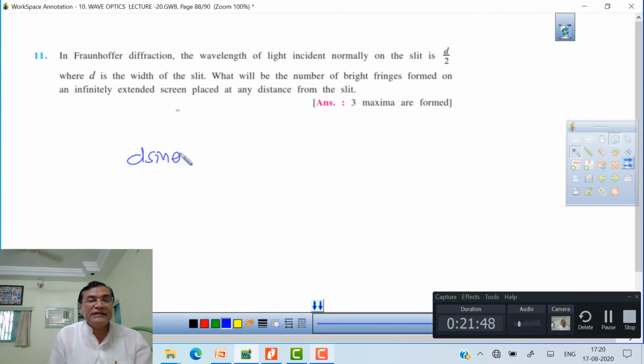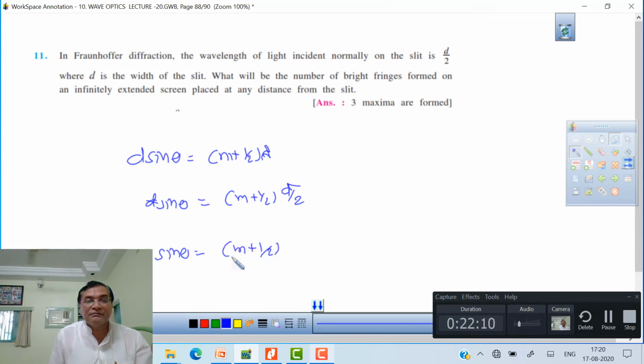So here also d sine theta is equal to m plus half lambda. This is the condition for the maxima. So what is the lambda? Lambda is equal to d by 2. Okay, it is given. So d cancels out, and therefore sine theta is equal to m plus half divided by 2. So I put m is equal to 0.